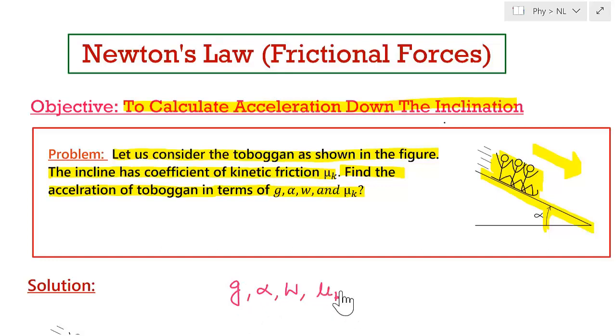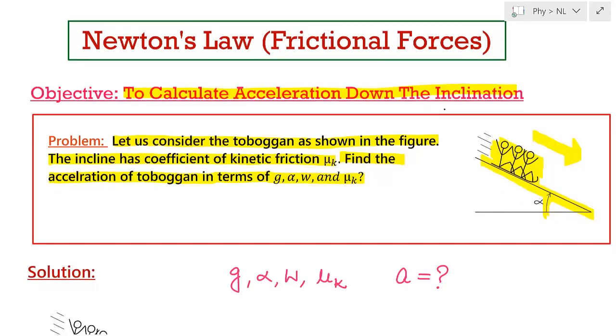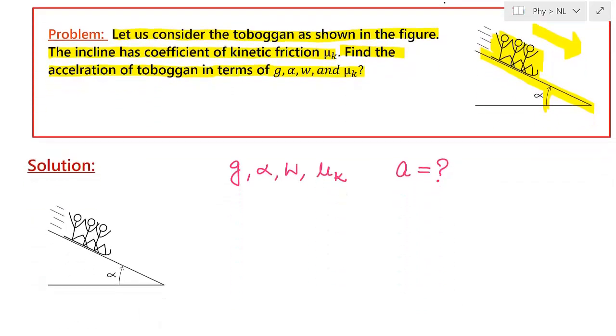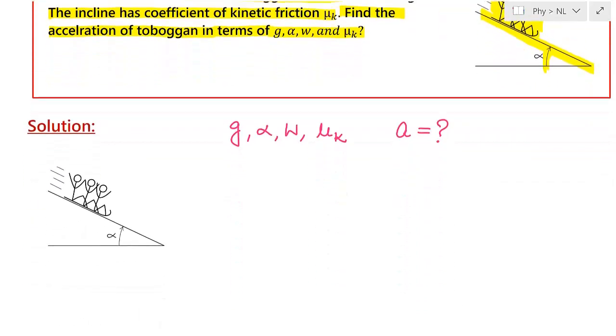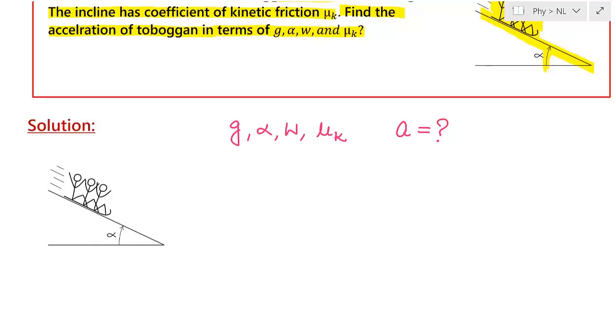And what is my target variable? That is, what is my unknown? So we have to find acceleration of the toboggan. So this is the target variable. Now once again, how do you solve this problem? So we have to use Newton's second law because we have to find acceleration. So we have to find forces, and that will come from the free body diagram, and then we can relate force is equal to mass into acceleration.